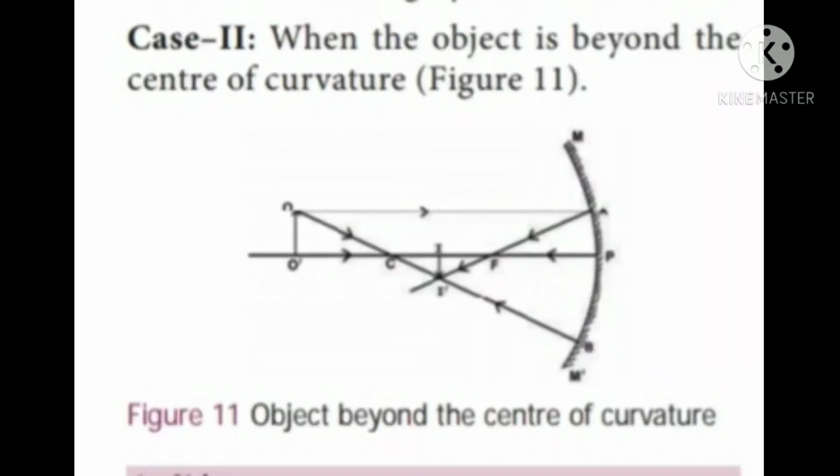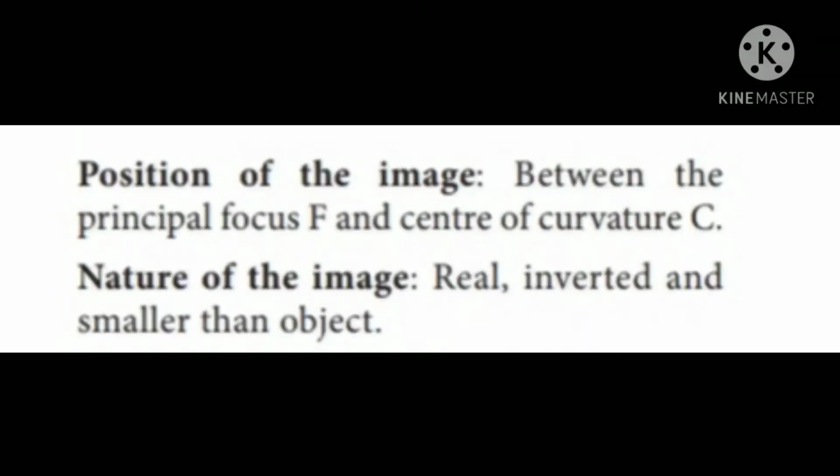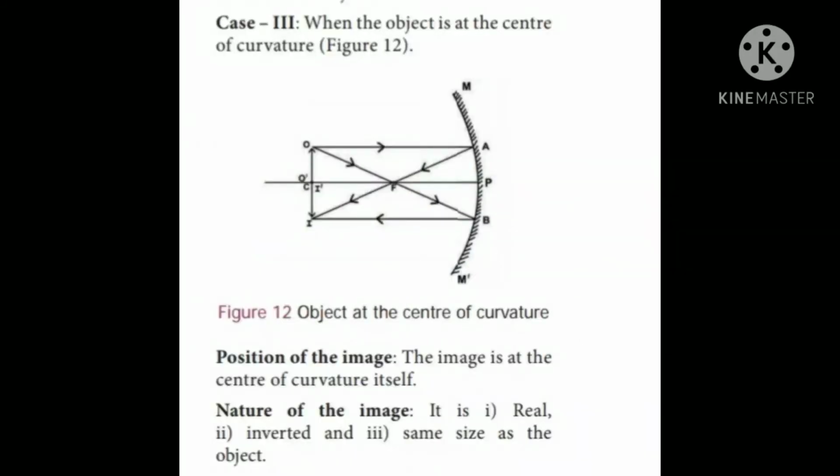In case 2, when the object is beyond the center of curvature, then the position of the image will be between the principal focus F and the center of curvature C, and the nature of the image will be real, inverted and smaller than the object. Case 3. When the object is at the center of curvature, then the position of the image will be at the center of curvature itself, and the nature of the image will be real, inverted and the same size as the object.